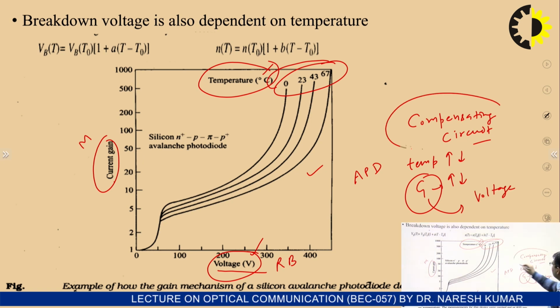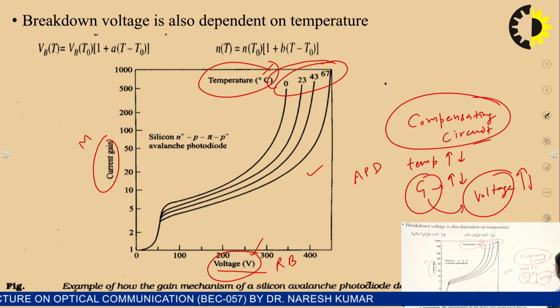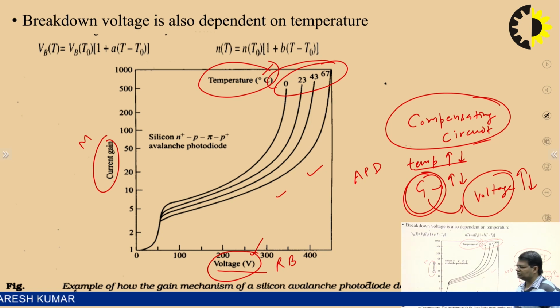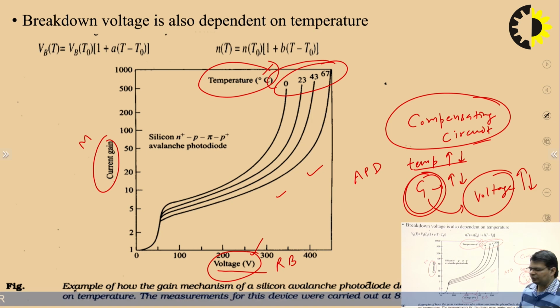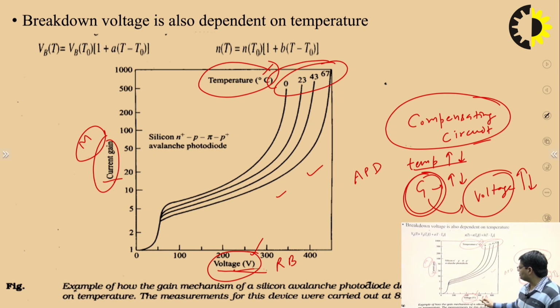So, this compensating circuit will adjust the applied reverse bias voltage, either increase or decrease, so that the effect over the gain is nullified for the case of change in temperature. From this characteristic graph we can see that the performance of the photodiode APD, or the current gain, internal gain M, depends upon voltage as well as temperature. So, the effect of change in temperature over the avalanche gain is nullified by using a compensating circuit, adjusting the applied reverse bias voltage accordingly.